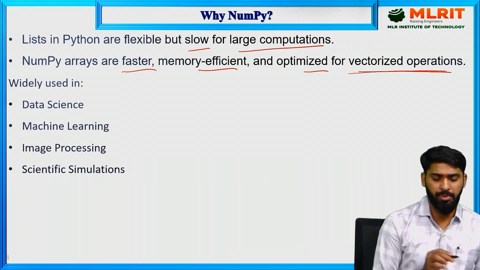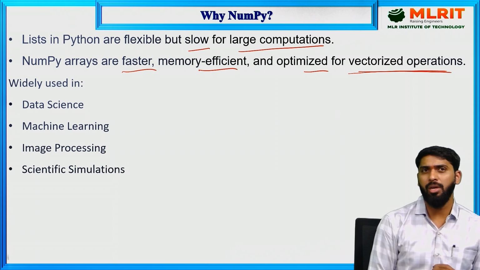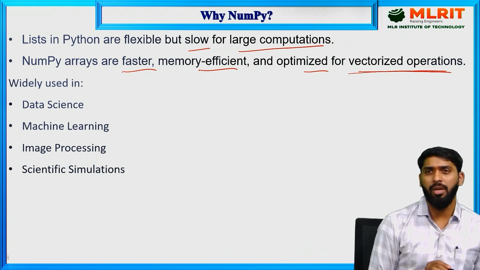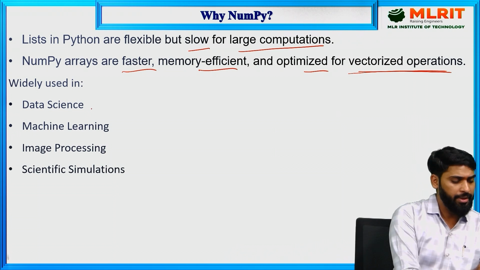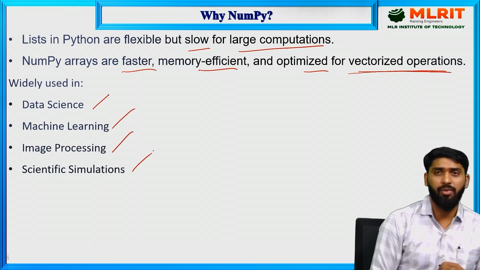Vectorized operations means that row wise and column wise you apply mathematical operations. NumPy is widely used in data science, machine learning, image processing and scientific simulations.